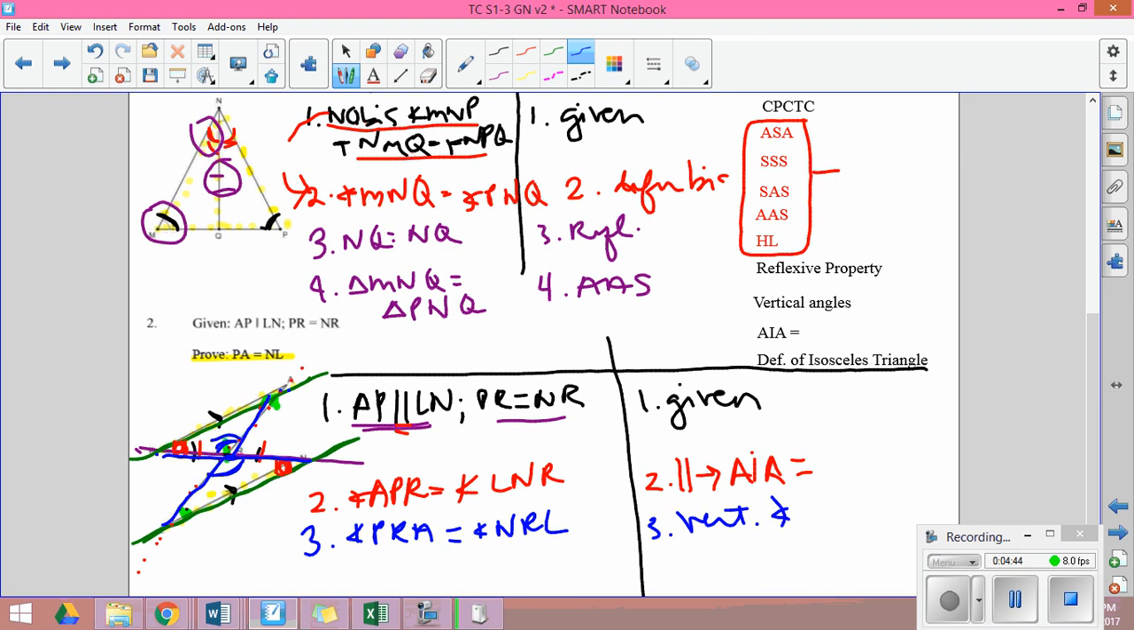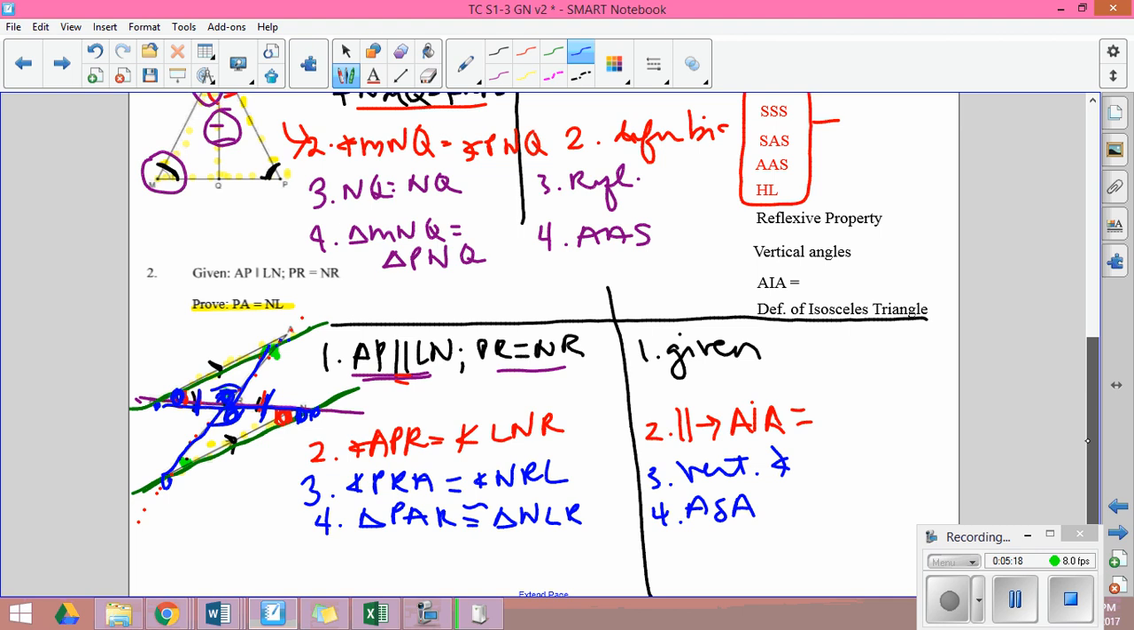And even though my picture is getting kind of messy, you can see that I have an angle, a side, and an angle. And so I know my triangles are congruent. Triangle PAR will be congruent to triangle NLR. Now order matters. P corresponds to N, so I have to list N. A corresponds with L, and R matches up with itself. And that is by angle, side, angle.